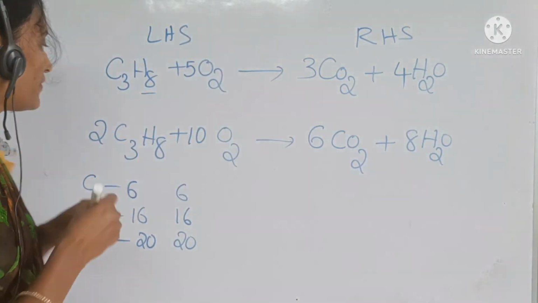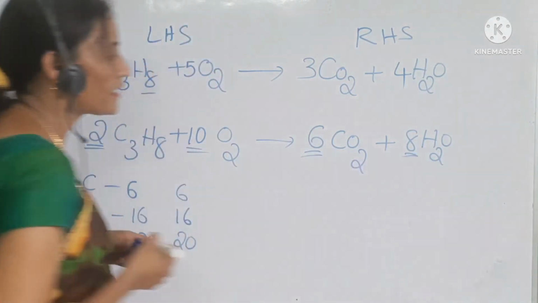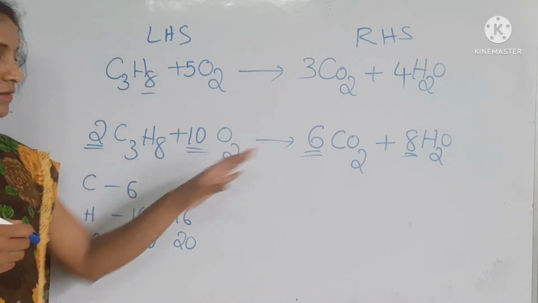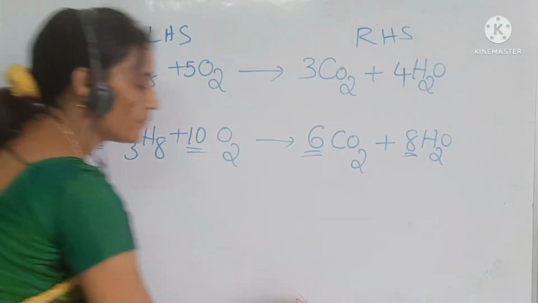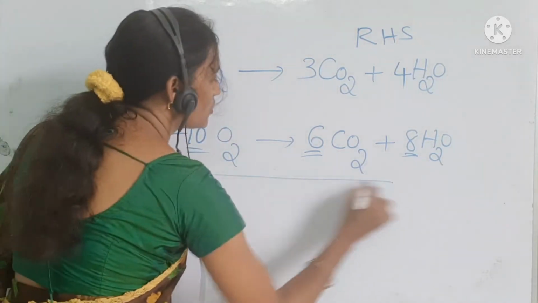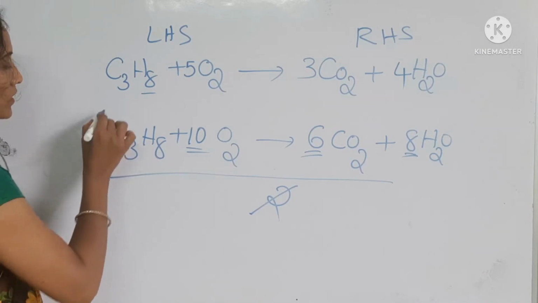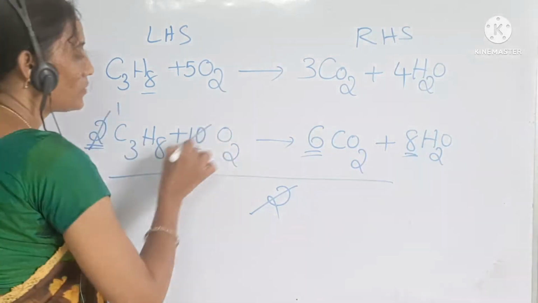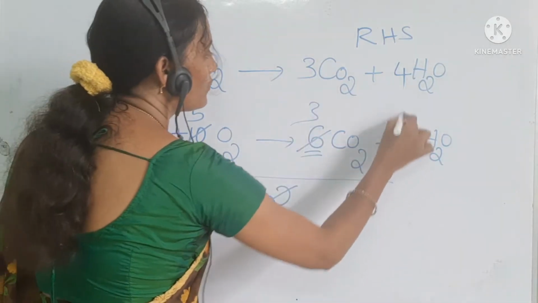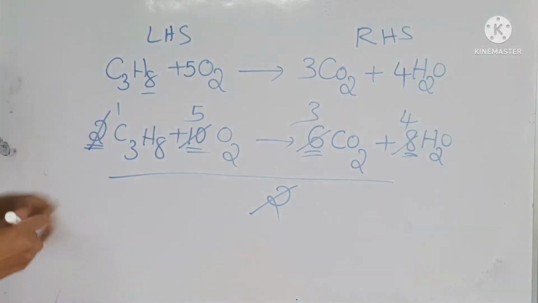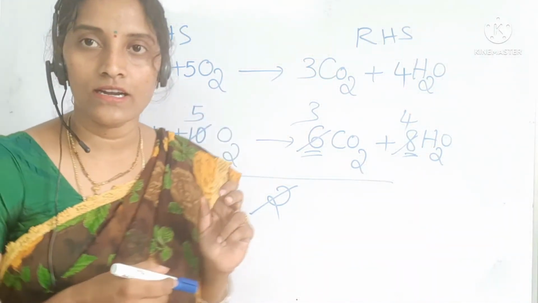All these coefficients present with the substances from reactant side and product side, they can be divided with a common number. That common number is 2. So if you divide with 2, all these coefficients will become, this is 5, 2 5s, 2 3s, 2 4s. Now this equation will become, this is the simplified equation of this one. Is it clear now?